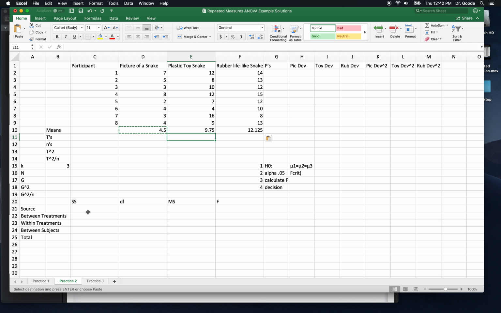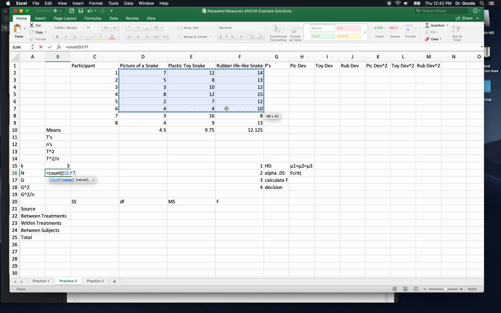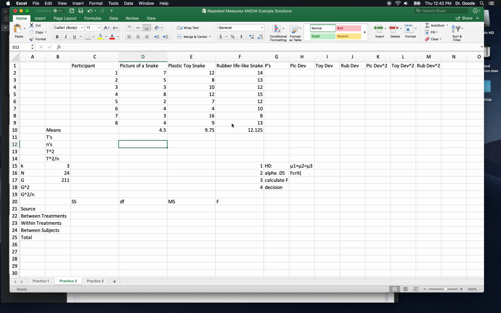Copy and paste are your friends. We'll need a count of all the scores. There are just 3 groups in this one. Participant number isn't a variable, right? We'll need the sum of all the scores eventually. I think we can do degrees of freedom now. Oh, you know what? We'll need n's for each one of these groups. So we know that there's 8 people, 8 scores.